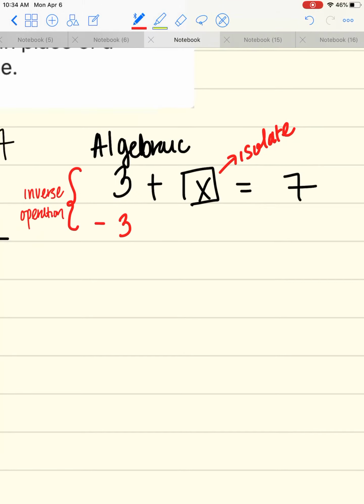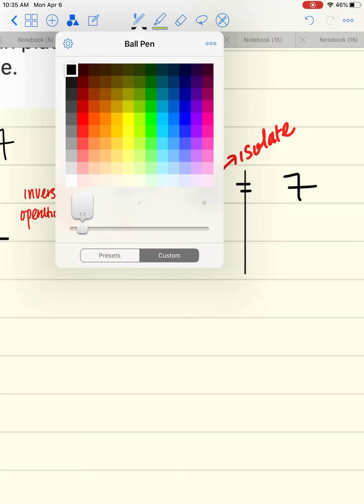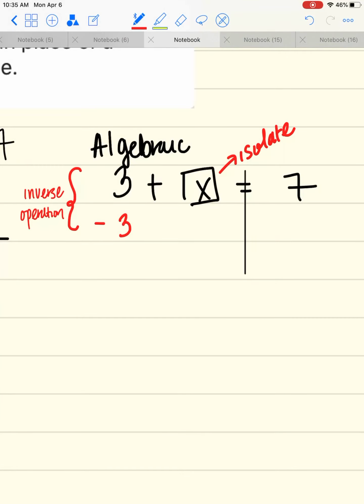Step 3 would be do it to both sides. Now, what I mean by both sides, remember the equal sign stands for, like, if you have the balance beam, the left side is equal to the right side. Now, let's go ahead and do it to both sides now. I did 3 minus 3. Now let me do 7 minus 3.